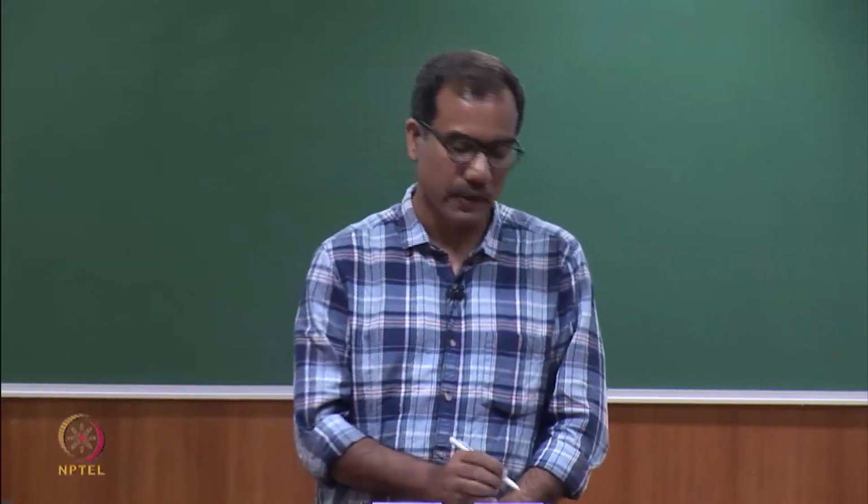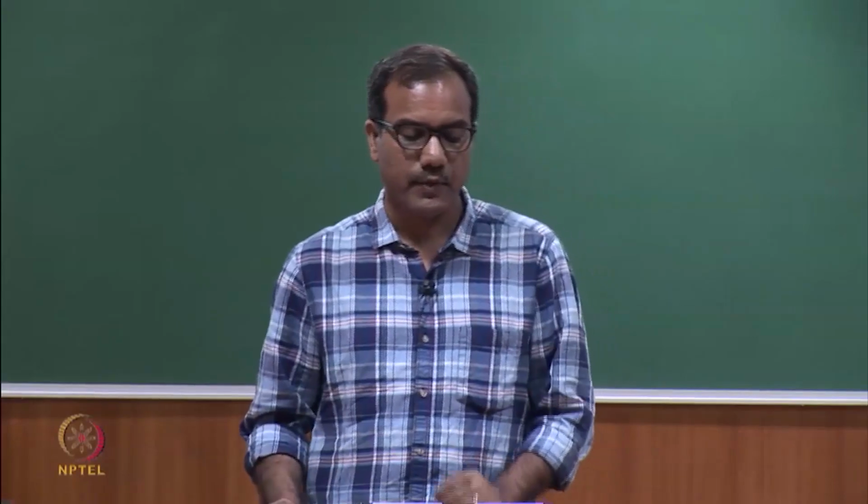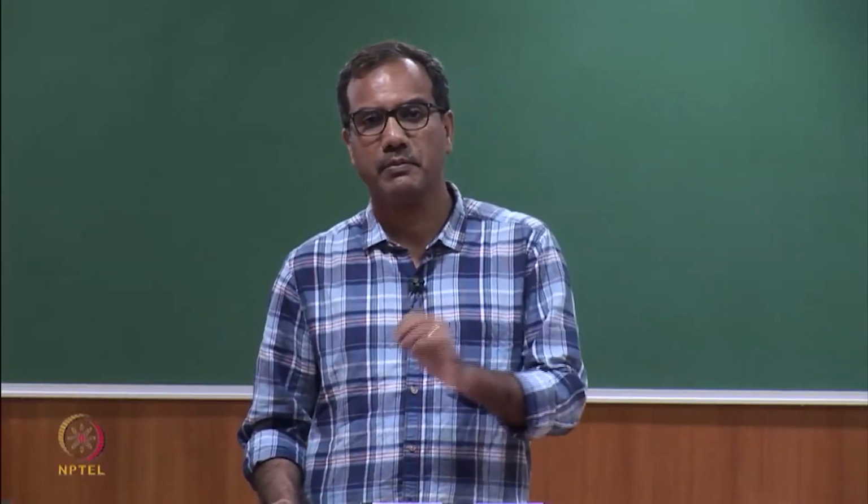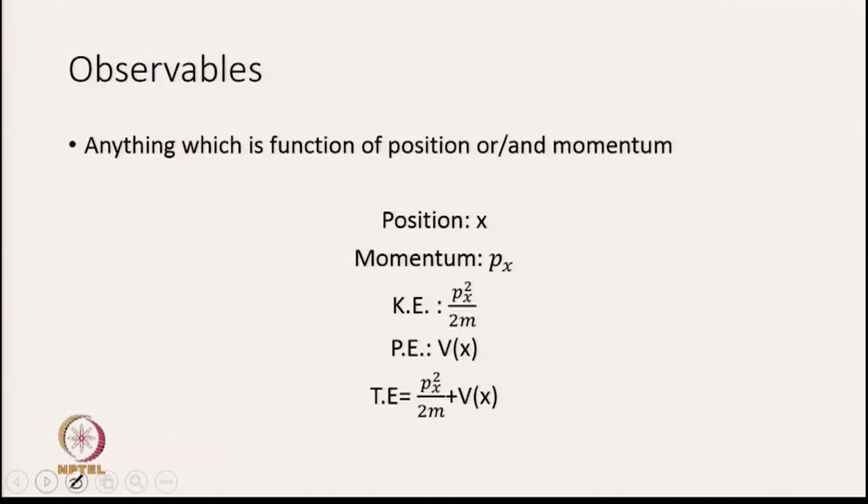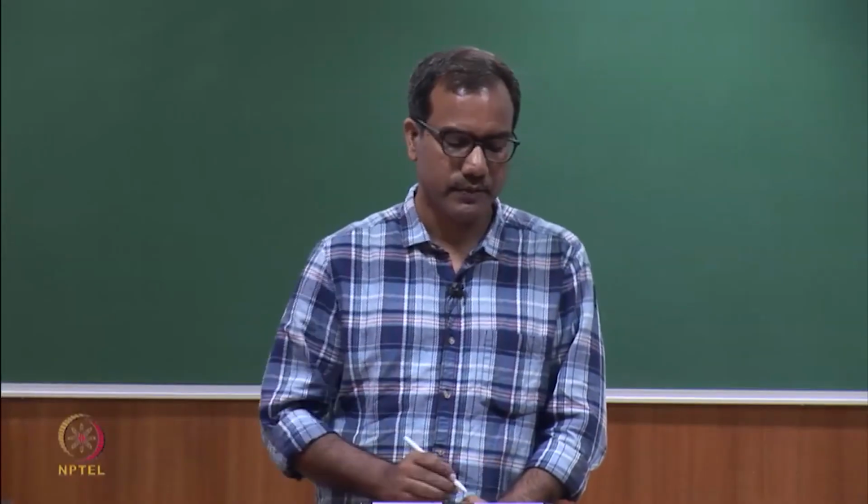So, let us discuss observables. What are observables? Observables are anything which is a function of position and/or momentum. For example, position is x, momentum is px, kinetic energy is a function of momentum p, potential energy is a function of position, and total energy is a function of position and momentum. So, these are the observables. What are operators?